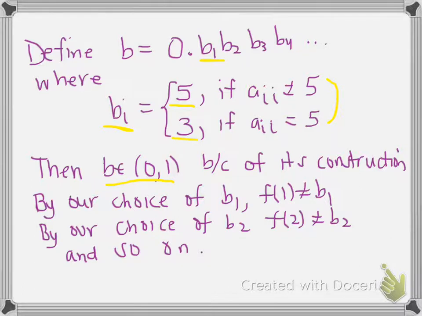So since B is an element in (0, 1), if we're claiming that this function is onto, that means there must exist an element in the natural numbers that's going to map to B, right? That's what that means. And this is where really understanding the definitions of onto, one-to-one, and all the other definitions is really important. Okay, so then B belongs to that because of its construction. By our choice of B sub 1, though, f of 1 does not equal B sub 1. And by our choice of B sub 2, f of 2 cannot equal B sub 2. And this pattern goes on.